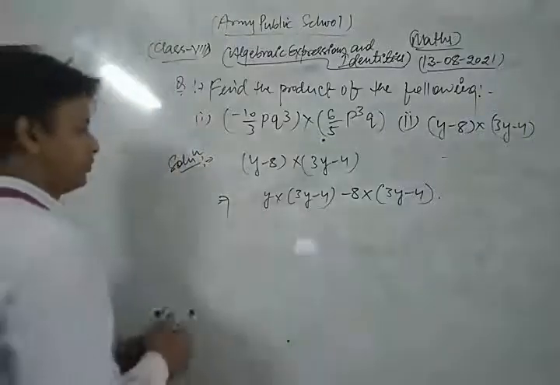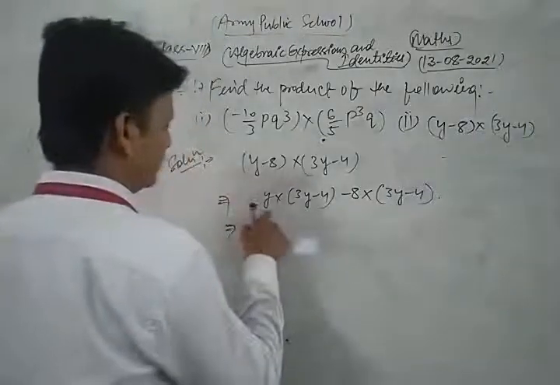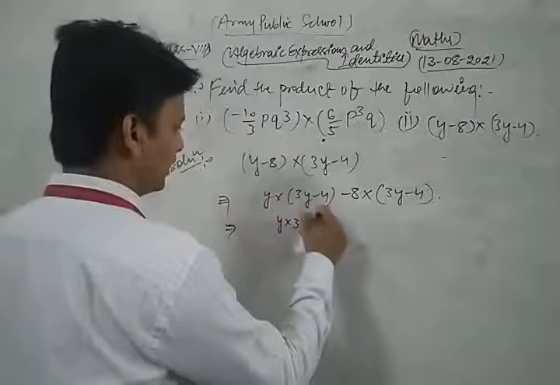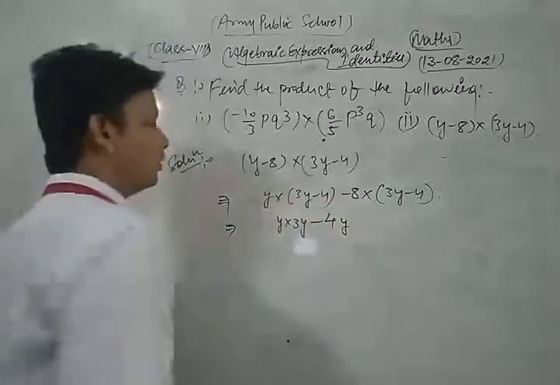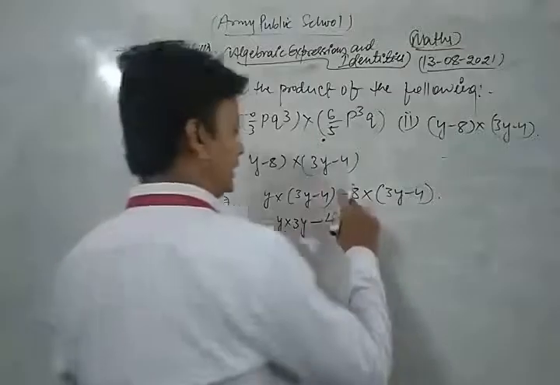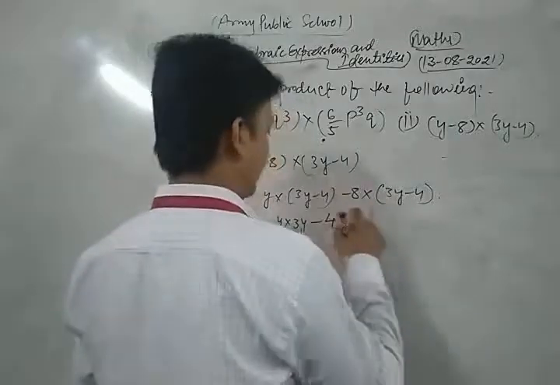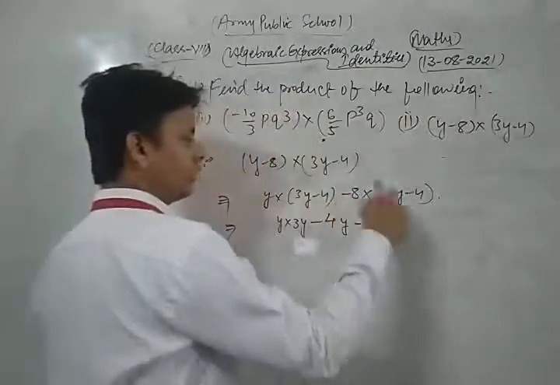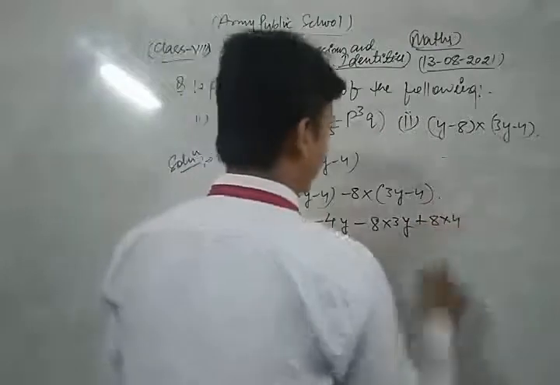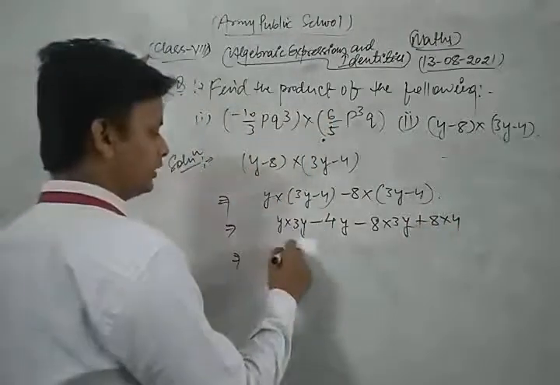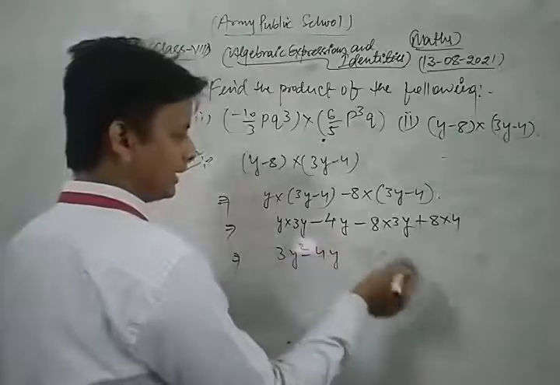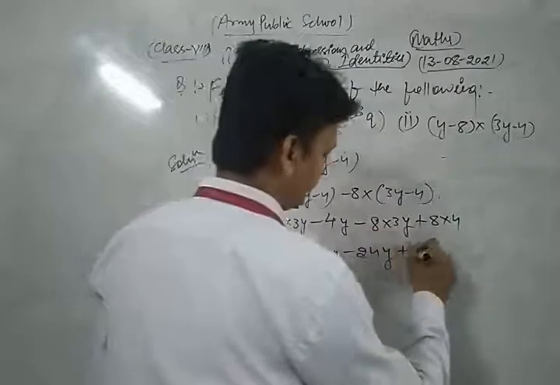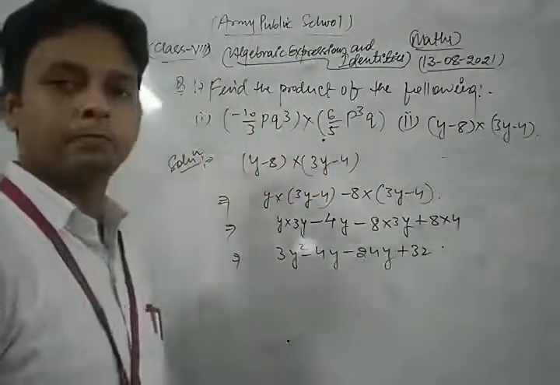Now look, we multiply y into 3y, so we get y into 3y, in this way, plus minus 4 into y, that is 4y. Okay, now minus 8 into 3y, so we write minus 8 into 3y, and if we break the bracket, minus minus plus 8 into 4. Now look, this is 3y square minus 4y, as it is. Now 8 3s are minus 24y and plus 8 4s are 32. 8 4s are what? 32.